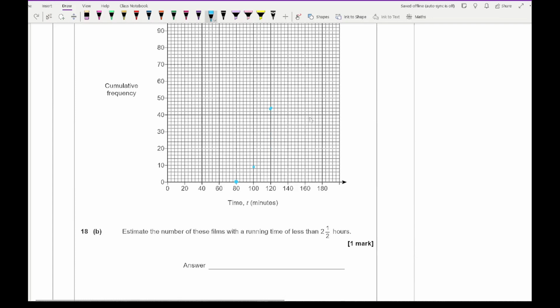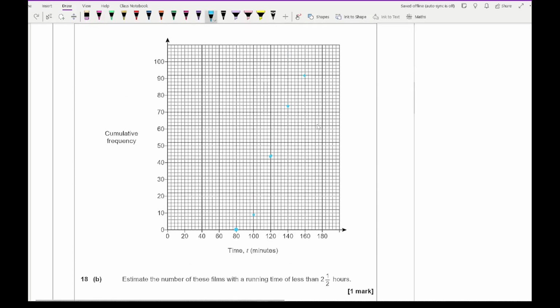and that's going to be about there. And at 160 it is at 92, which is just there, and at 180 it's at the grand total of 100. Now what we need to do now is join those points up as best that we can. Hopefully yours is going to be a lot more accurate than mine, and what we should have is something that looks like this. Now don't worry if you haven't drawn the line going from 80 to 60 because it's just at 0, but that's basically what we should have.